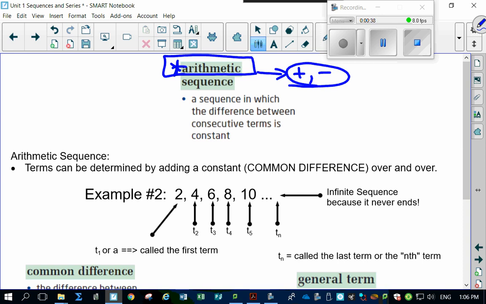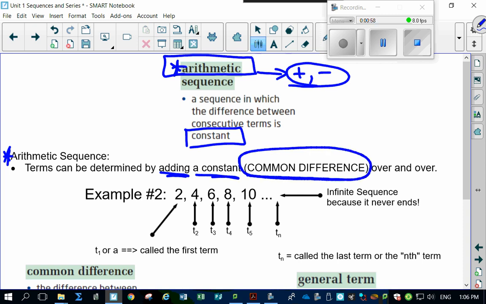And if you look at this, it says a sequence in which the difference between consecutive terms is a constant. Yeah, we talked about that. That's what a sequence is. But why do we call it arithmetic? Well, I want to show you something. In an arithmetic sequence, terms can be determined by adding a constant. We call that constant, highlight this, underline this in your notes, take this out to the movies, whatever you want to do to make sure that you remember this, a common difference. Do you see why we use arithmetic? Exactly. Common difference over and over and over again.